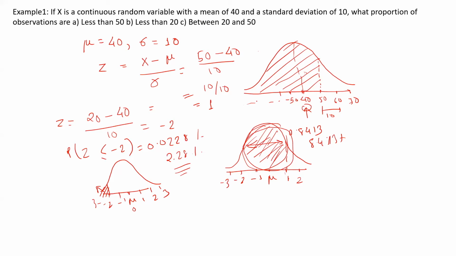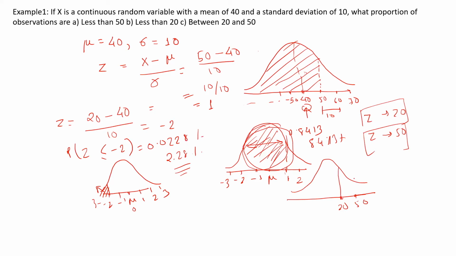Okay, so what you will do, first of all, you will calculate Z for 20, then you will calculate Z for 50, and then you will subtract that 20 from 50, and that will give you the particular area. So if I draw it here, let's say this is for 50, right? And this is for 20. So you need to calculate this area.